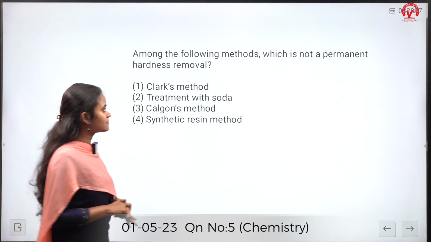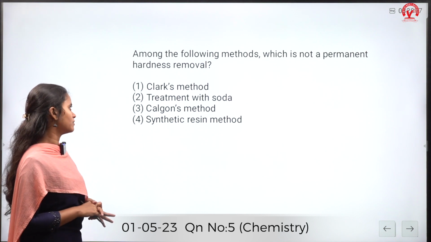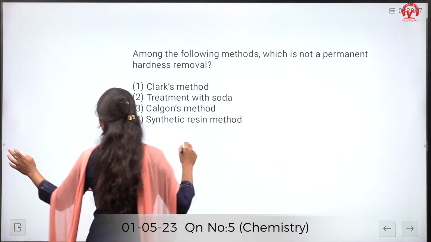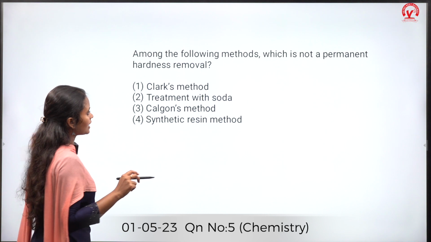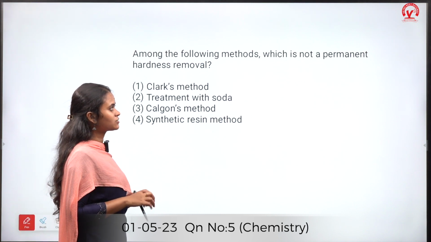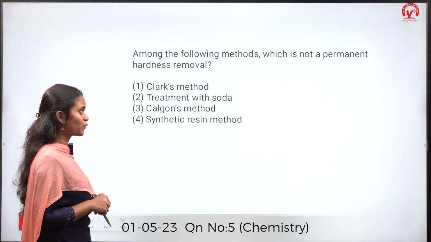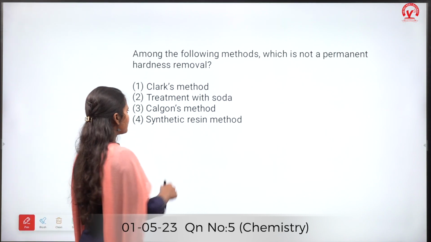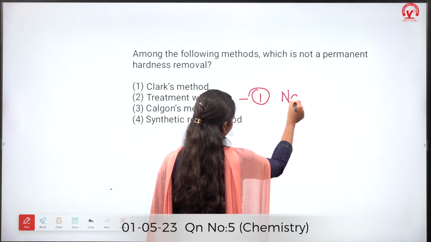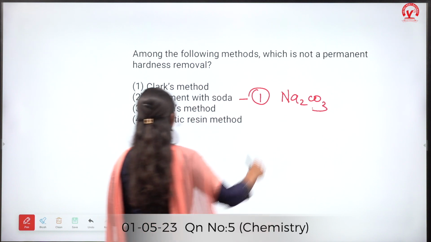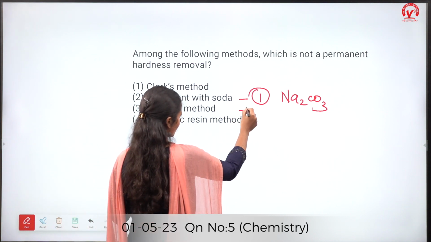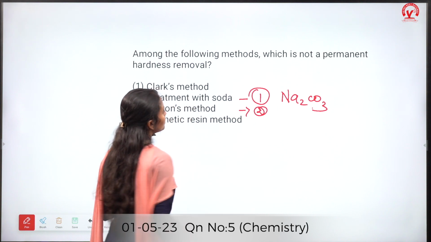Among the following methods, which is not a permanent hardness removal? What is permanent hardness? We have to know what it is. Permanent hardness means the calcium and magnesium chlorides and sulfates present in water. This permanent hardness is removed by 4 methods. One is treatment with soda, this is the first method. Soda is nothing but sodium carbonate, Na2CO3. The Calgon method is the second method in permanent hardness removal.